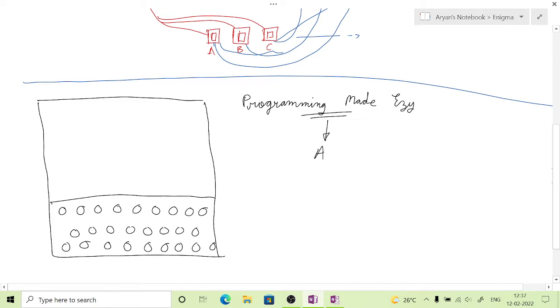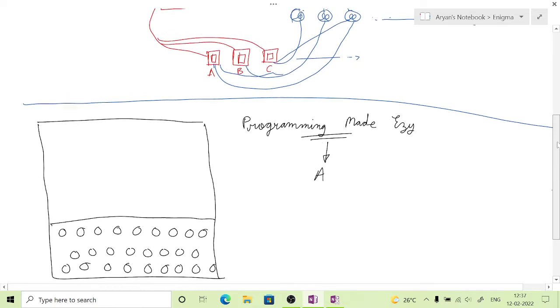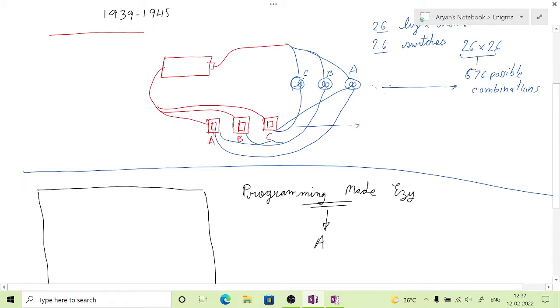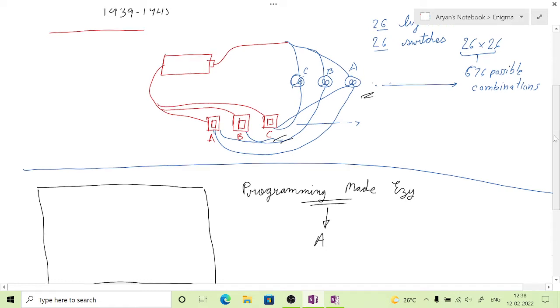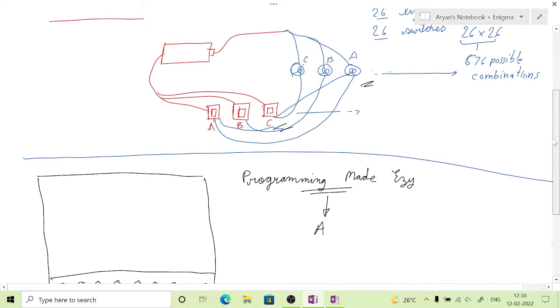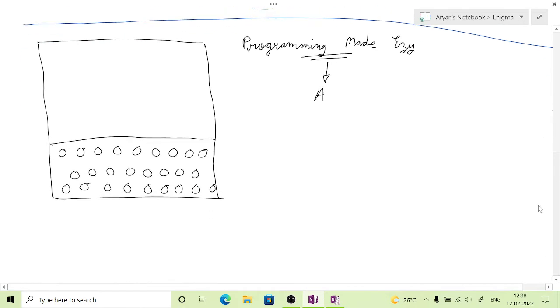Okay, so in the above case, we saw how brilliantly it could be encrypted with such a simple circuit, like 676 combinations were possible just by scrambling the way we were arranging the wires and connecting the 26 light bulbs. Like in the current situation, there are only three switches and three light bulbs. But if there were 26 switches and 26 light bulbs, they could have been connected in 676 different possible combinations. So that is a pretty big number.